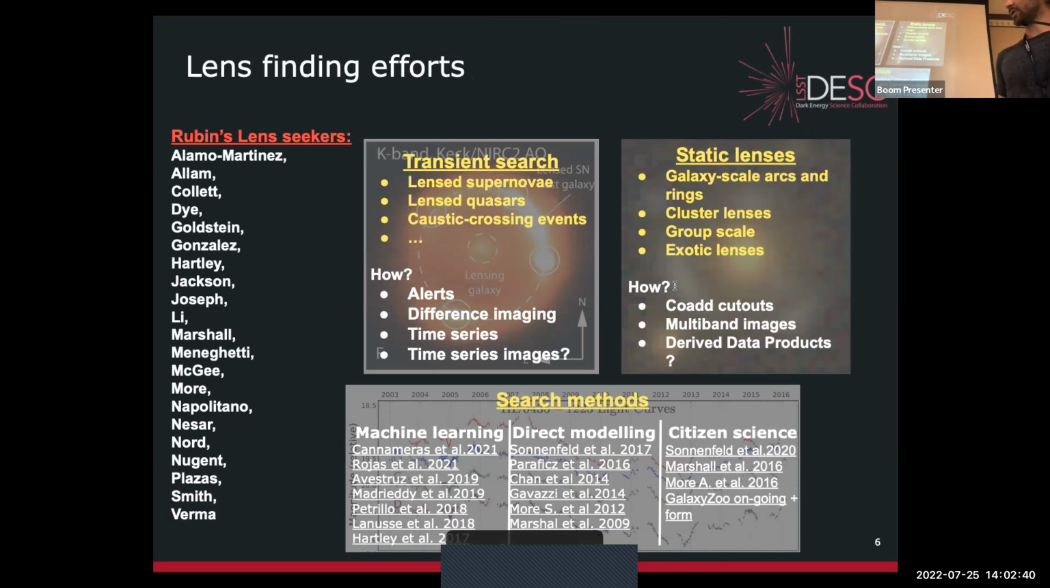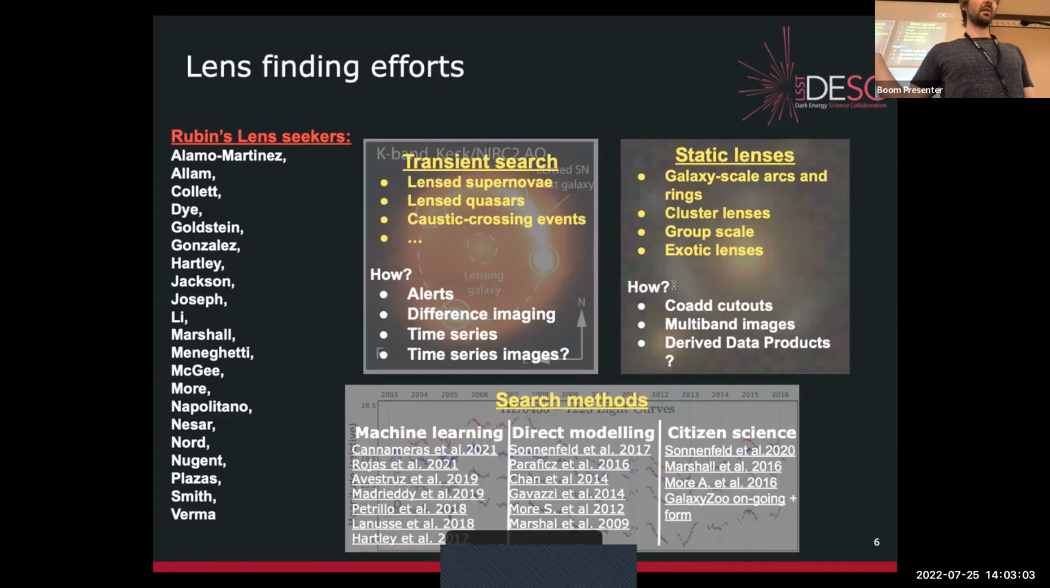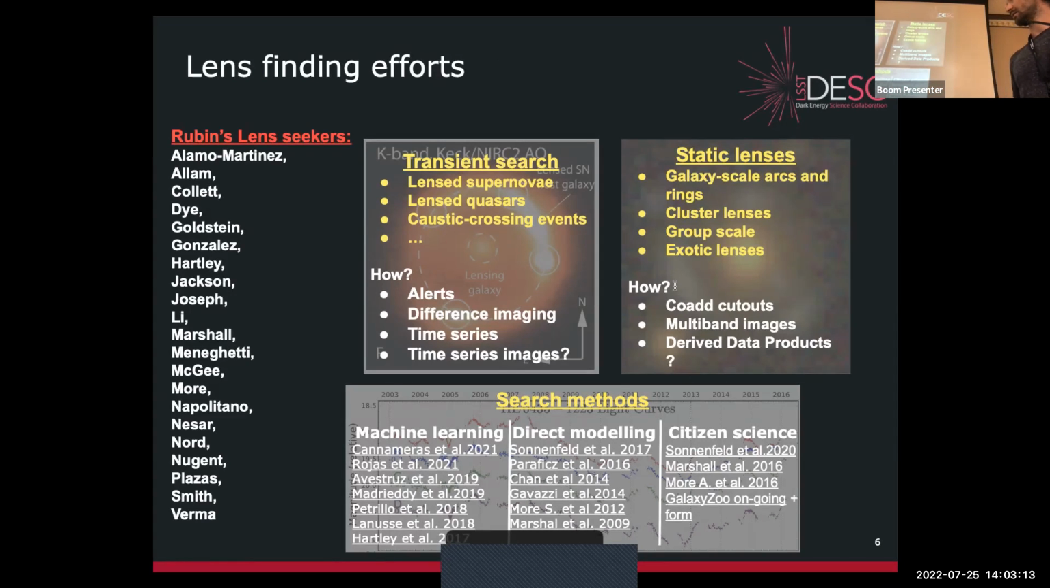This is a summary of the lens finding efforts in Rubin. You see that there are a lot of people interested in running their strong lens finding algorithm on LSST for various science purposes, for various kinds of galaxies or lenses, whether it's in the transient domain or the static domain. And there are a whole lot of search methods, mostly relying on machine learning these days, but not specifically. So we have to make sure that all of these sciences are represented.